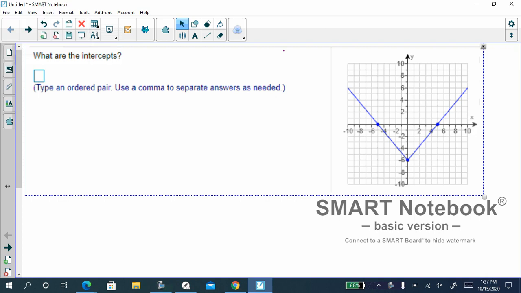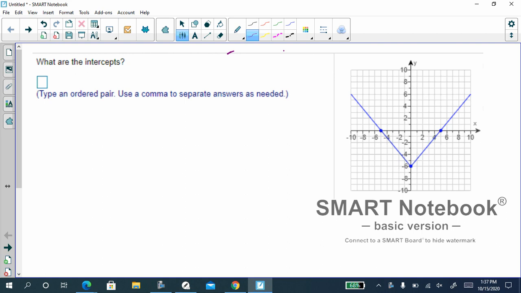So let's take a look at some examples out of 3.3. They ask us, what are the intercepts? So recall that an intercept is where we intersect the x or the y-axis. So we intersect the x-axis here and here, and we intersect the y-axis here.